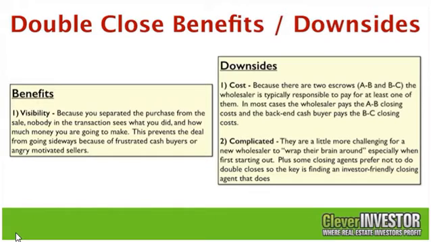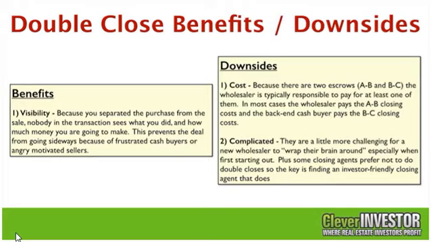The downsides are it does cost a little bit more money. Since there are two escrows, the A to B side and the B to C side, now there are two sets of closing costs. The wholesaler is typically responsible to pay for at least one of them. In most cases, the wholesaler pays the A to B closing, and the back-end cash buyer pays the B to C closing costs. So it does cost a little bit more money, but like I said, it's not that much more, and it's definitely not risking having the whole deal fall apart if things go sideways because they see what you're making.